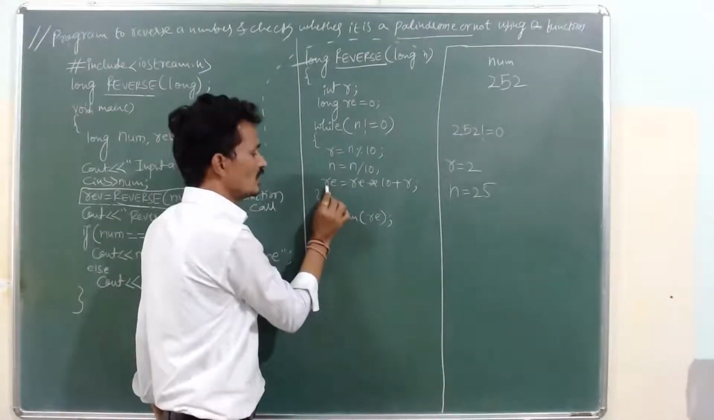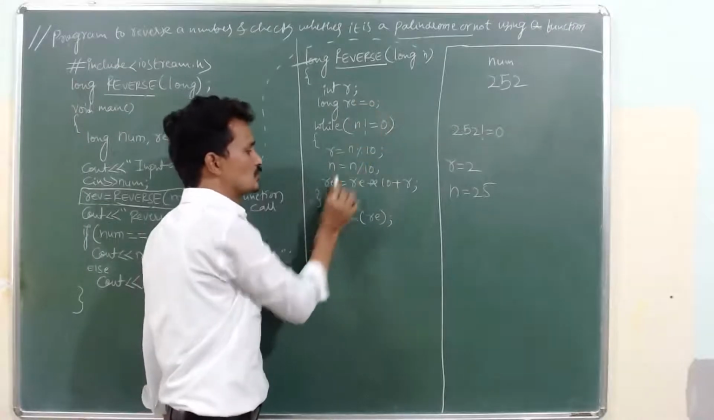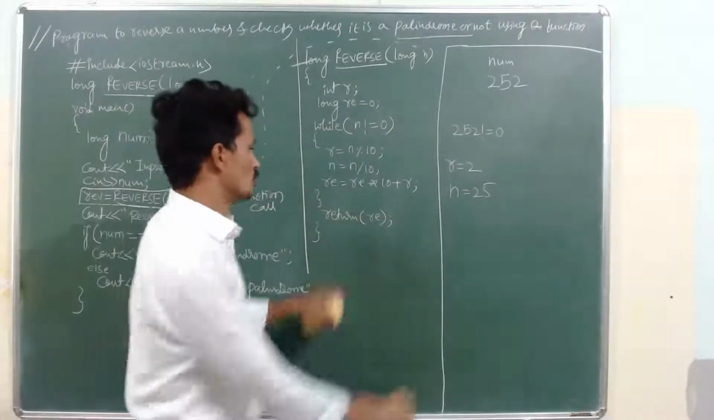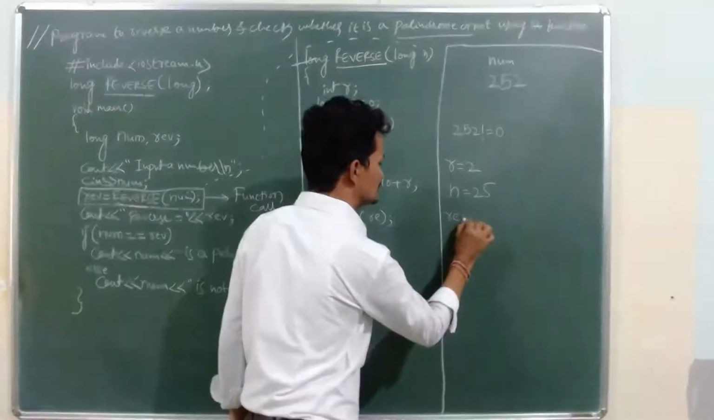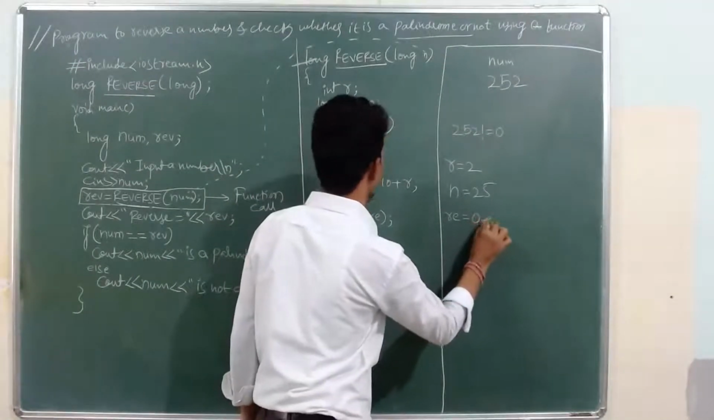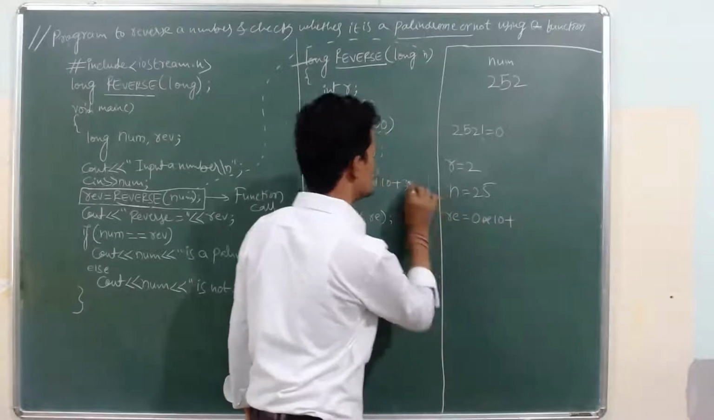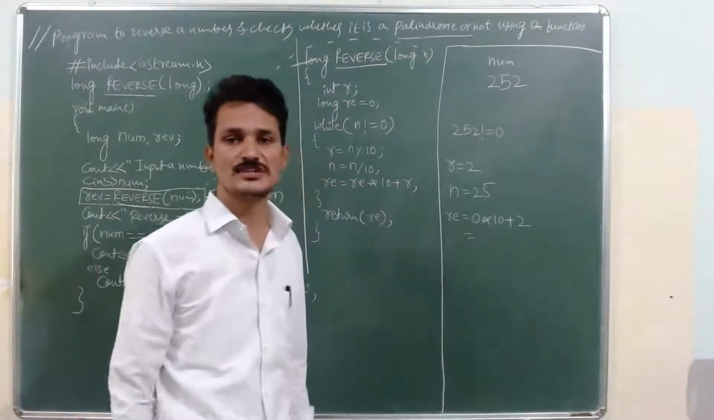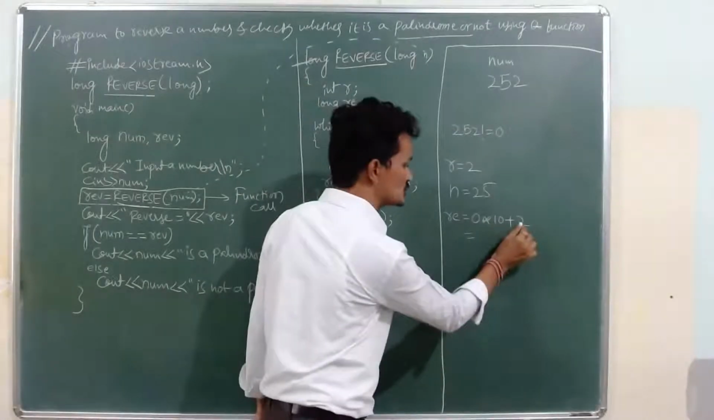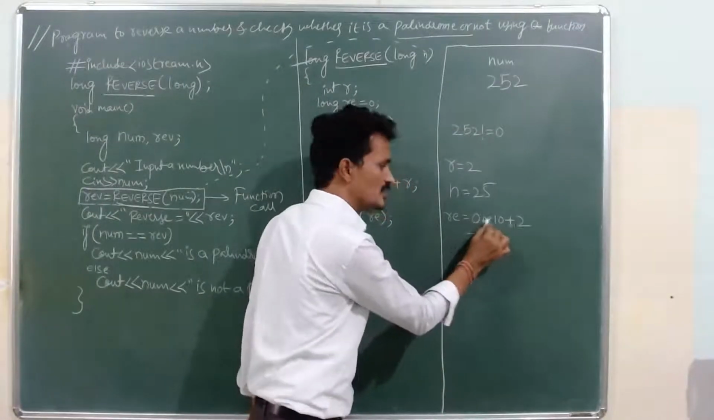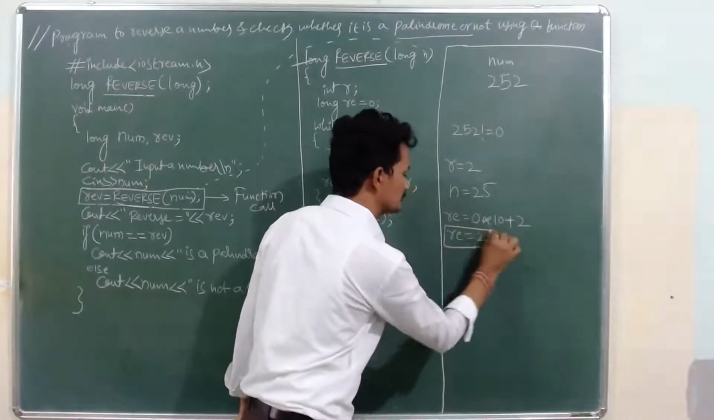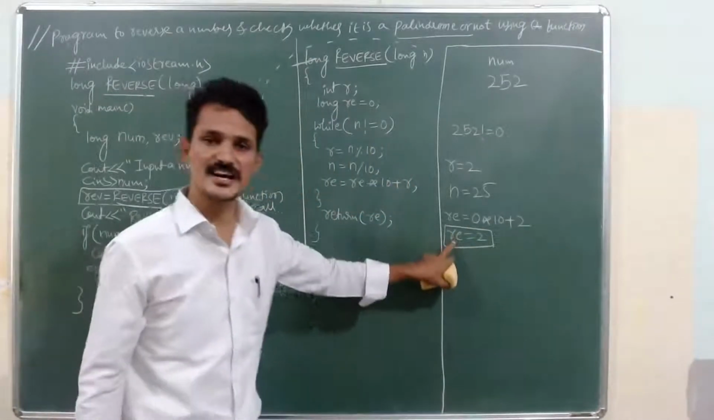Next, re is initialized as 0. Re is equal to re into 10 plus r. So I am going to substitute here. Re is equals to re value is 0. 10 as it is. What is the value of r? 2. So here 10 into 0 how much? 0. 0 plus 2. 10 into 0 is 0. 0 plus 2 is 2. 2 is assigned to re. Okay.